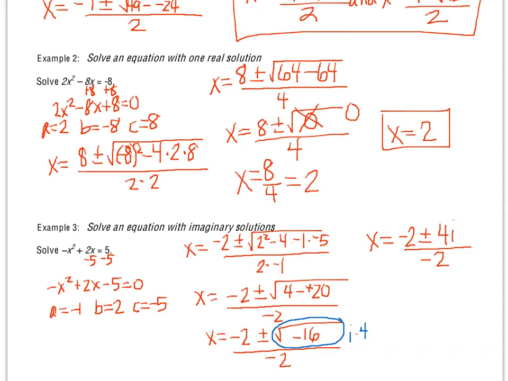Now, one thing I notice right away is that I have a bunch of 2's and 4's. Look at these numbers right here. Those two reduce, and these two reduce. Since negative 2 goes into both of those coefficients, I need to simplify this. So x equals negative 2 divided by negative 2 is positive 1, plus or minus 4 divided by negative 2 is negative 2, but really that sign is taken care of by the plus or minus sign, so it's just plus 2i. And that is my answer.